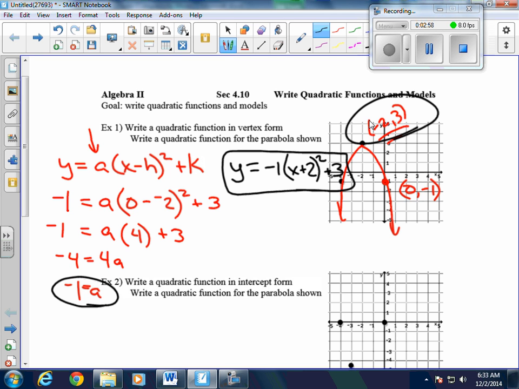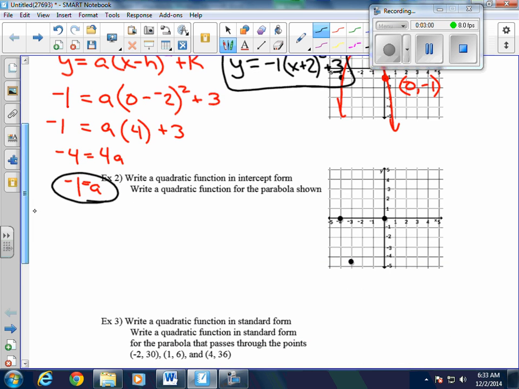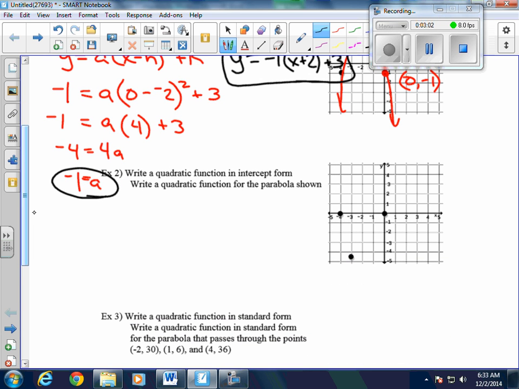Now, example 2, we're going to do the same type of thing, only we're going to write a quadratic function in intercept form. So we're going to look at the graph over here on the right, and they give us the intercepts. We don't know what the vertex is in this case, so we're not going to use vertex form. And again, we have to remember what intercept form is. So intercept form is y equals a times (x minus p) times (x minus q).